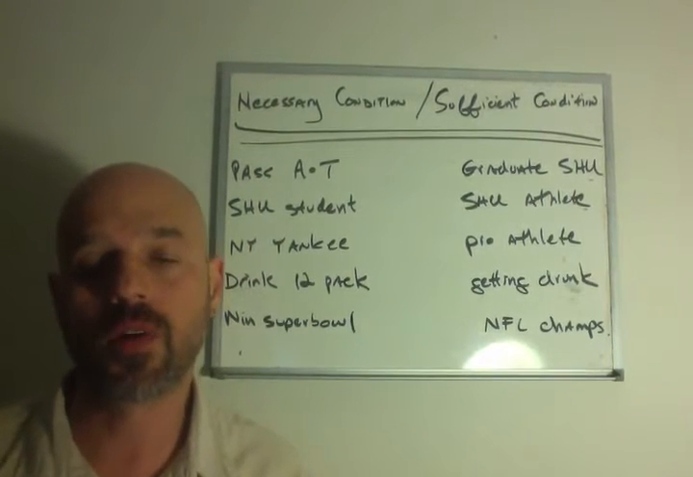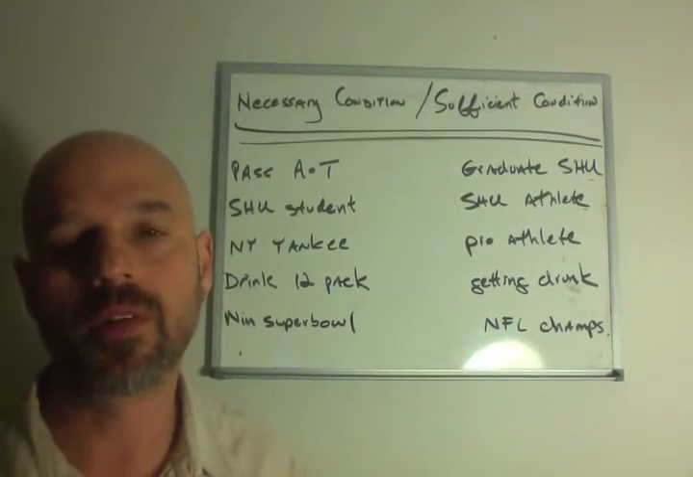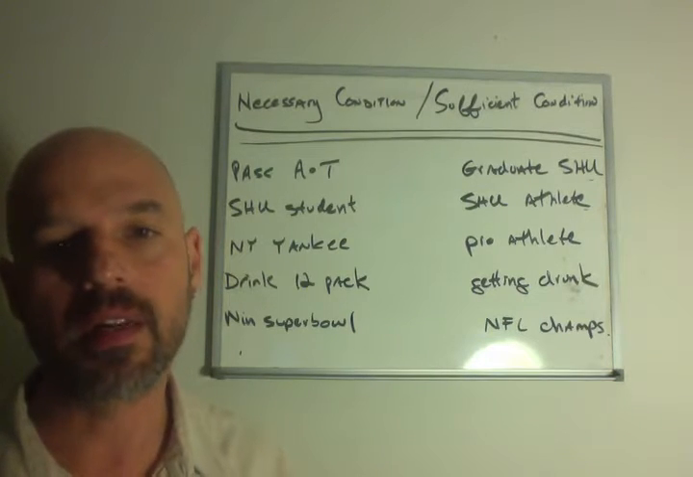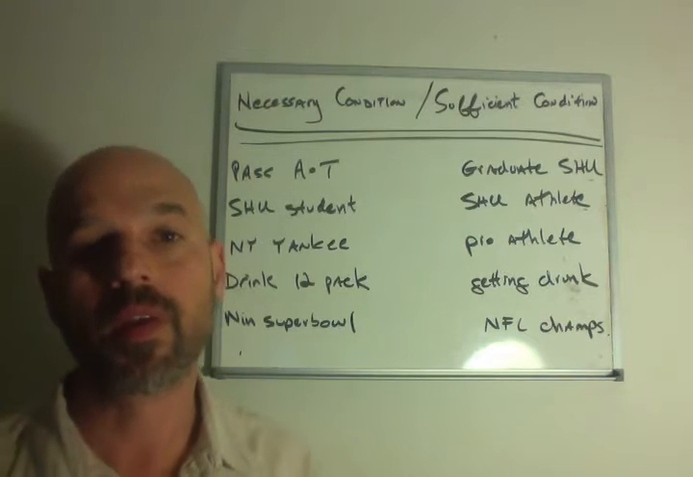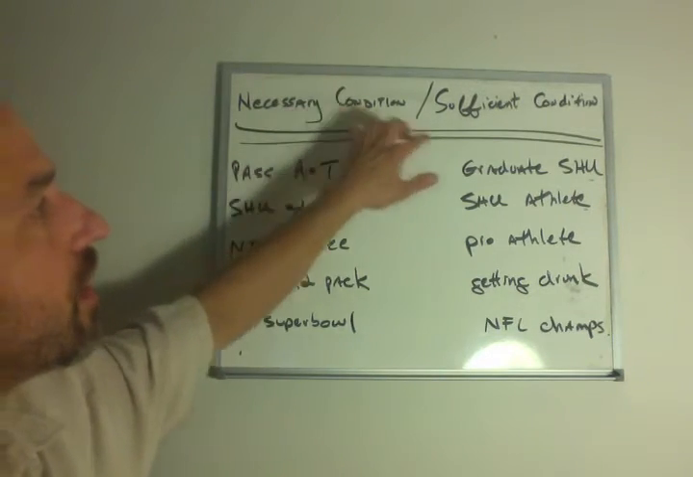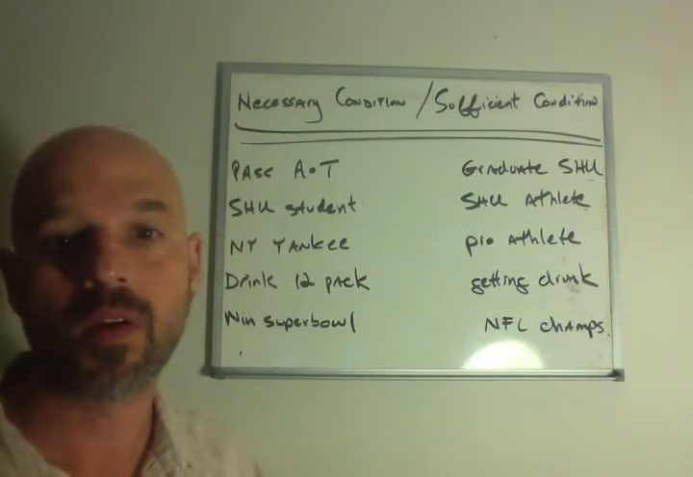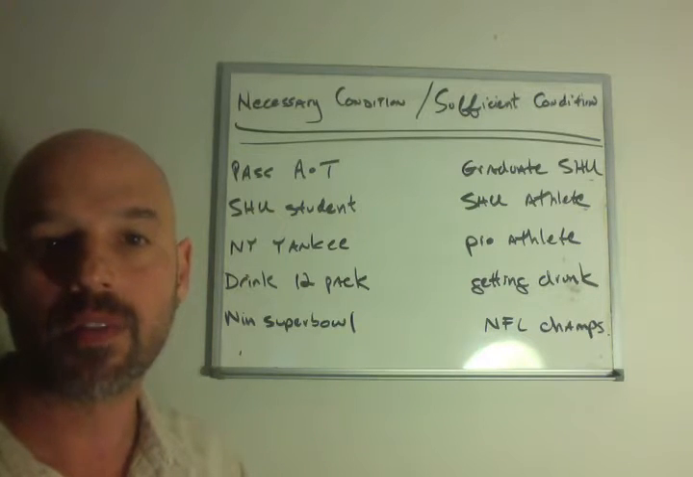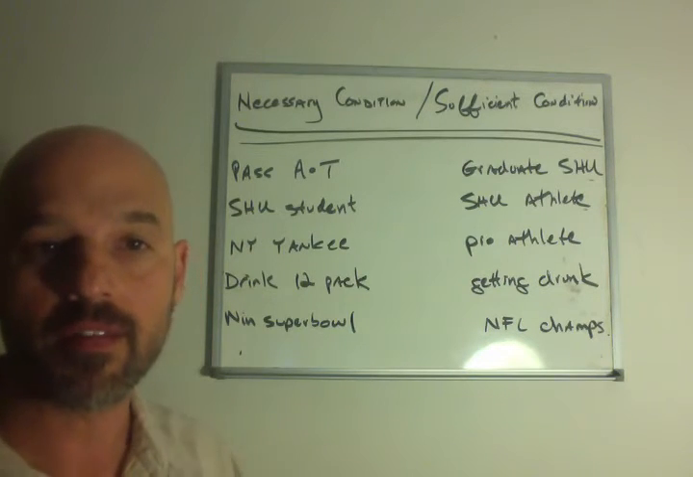Okay, here's our final tutorial on dealing with some of the tricky logical relationships that need to be translated into symbolic logic. Okay, the two things we're going to talk about right now are necessary condition and sufficient condition. We can relate things through the concepts of necessary condition and sufficient condition.